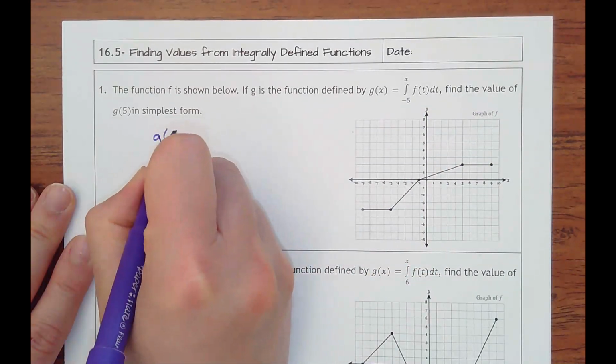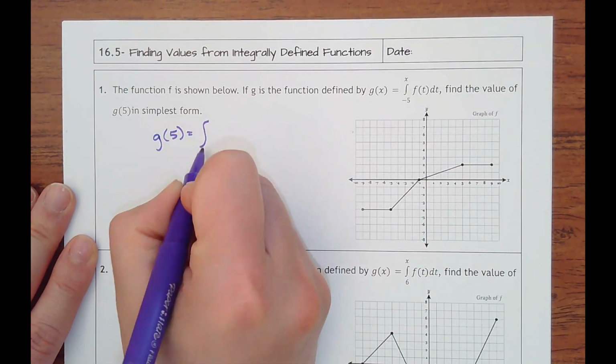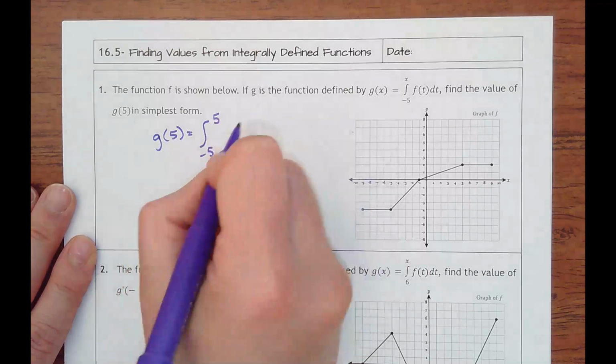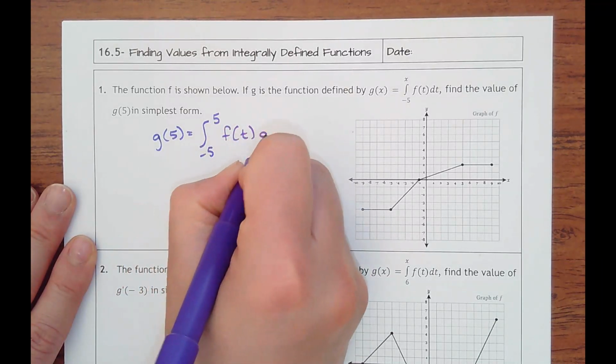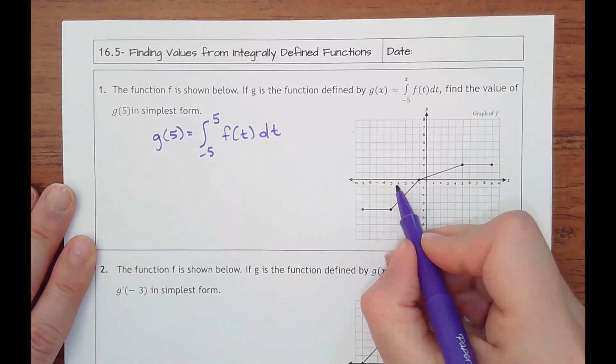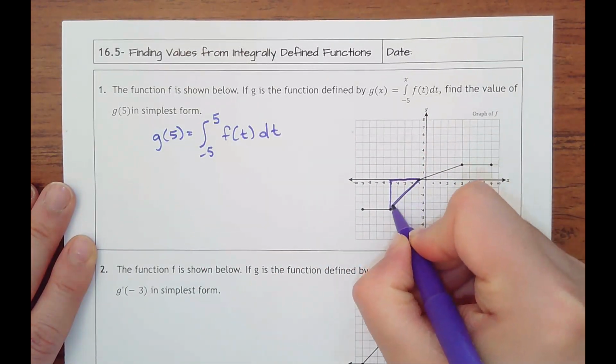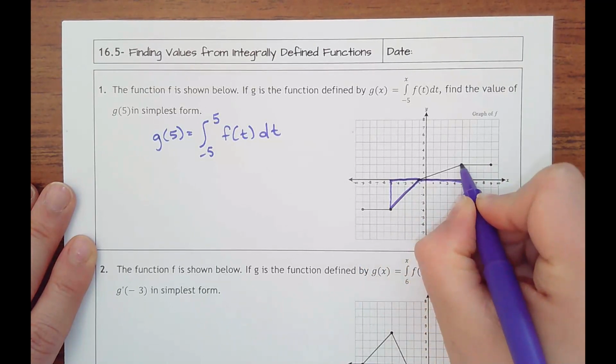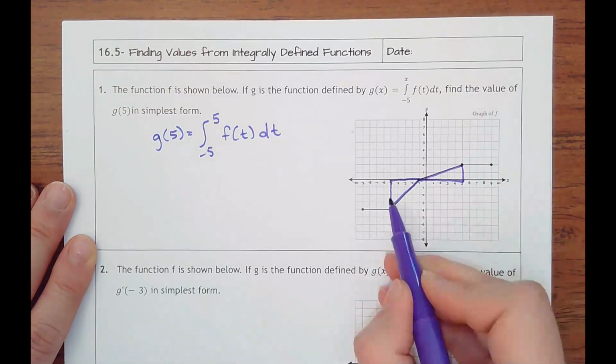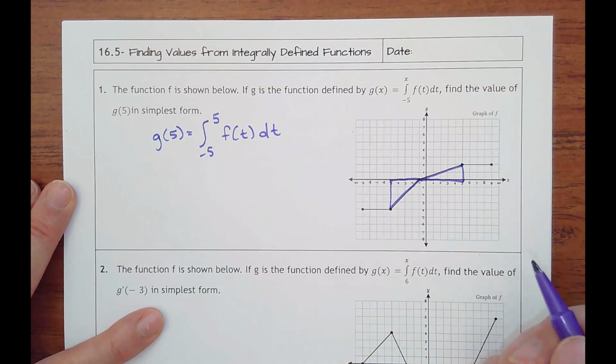So all I'm going to do is plug in 5 for x, which means my integral then is saying from -5 to 5, f of t dt. So we're going from -5, I've got to make some shapes here. There's a triangle. To 5 will be another triangle. Remember that below the x-axis is negative, above the x-axis is positive.